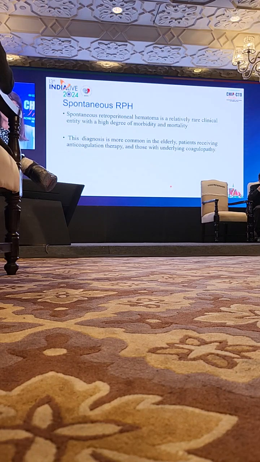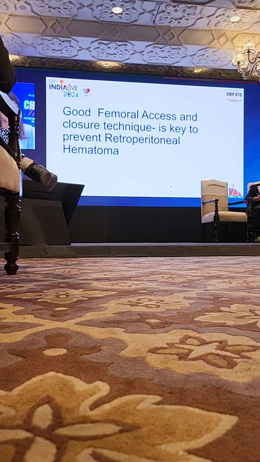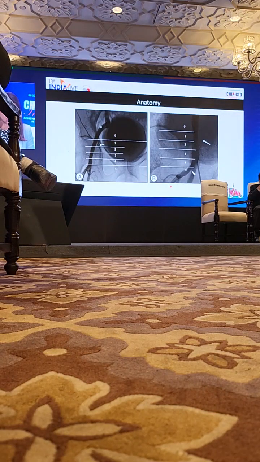Spontaneous RPH, we do encounter, but it is a relatively rare clinical condition. The diagnosis is more common in elderly patients, patients who are receiving anticoagulation, and those with an underlying coagulopathy. So, first, I want to tell everybody here that good femoral access and closure technique is the key to prevent retroperitoneal hematoma. And we should all be aware of the common femoral anatomy. We divide it into 5 zones, and zone 1 is a dangerous zone where your inferior epigastric artery is. If you inadvertently puncture at this site, this is a high puncture, and you might get retroperitoneal hematoma. And zone 5 is the bifurcation.